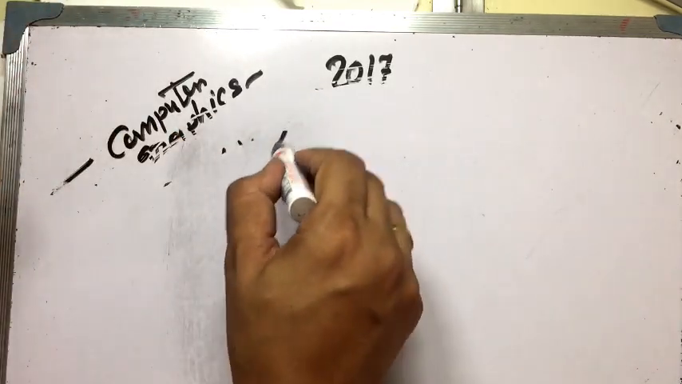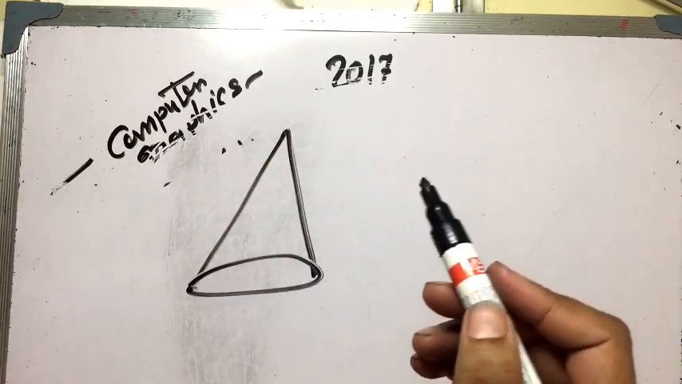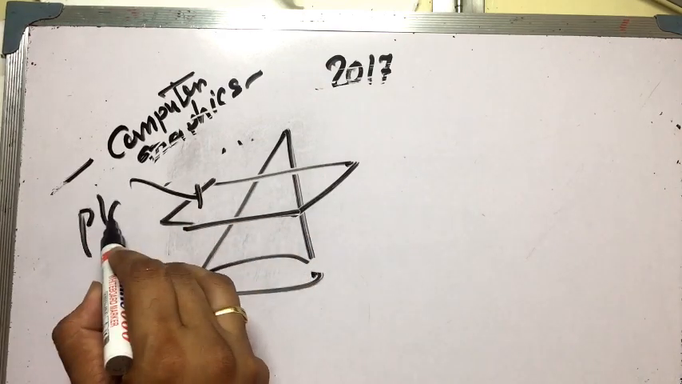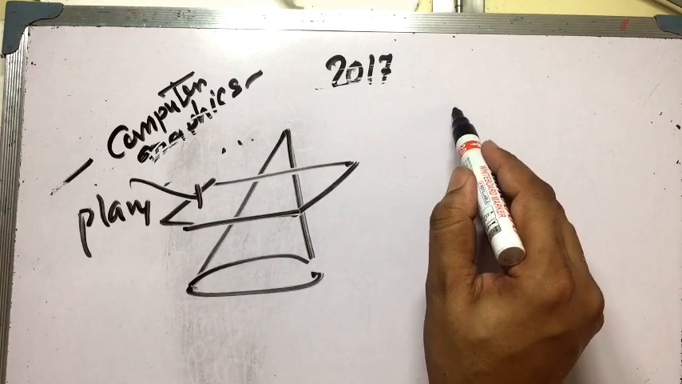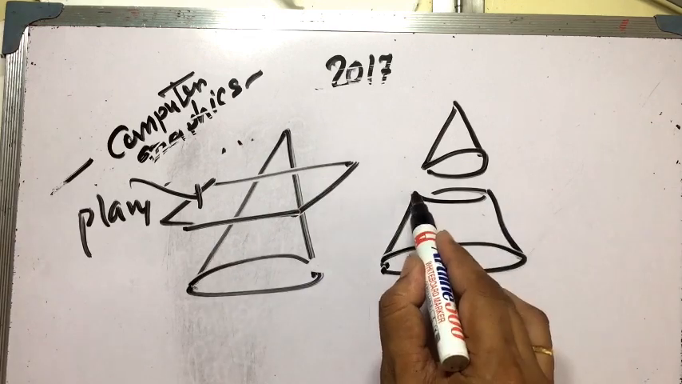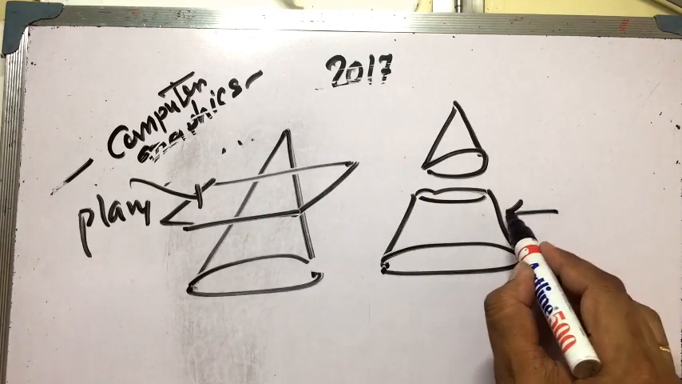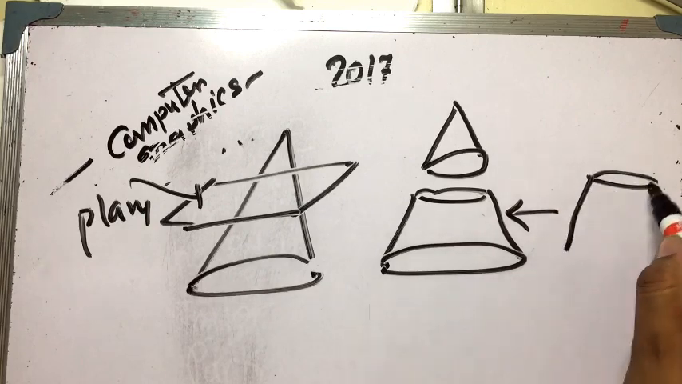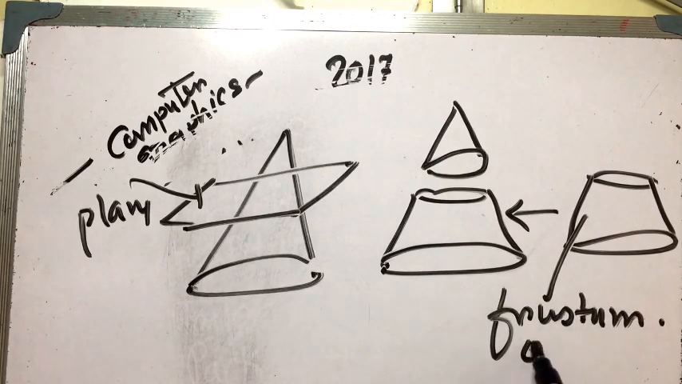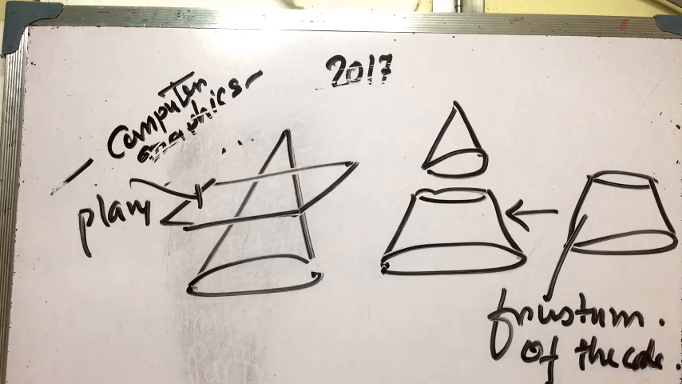For example, suppose this is the cone and there is a plane. When we cut this cone, we get one cone and another part, and this other part is known as the frustum of the cone. This is the technique through which you can cut any pyramid or cone. Then the lower solid part is known as the frustum.